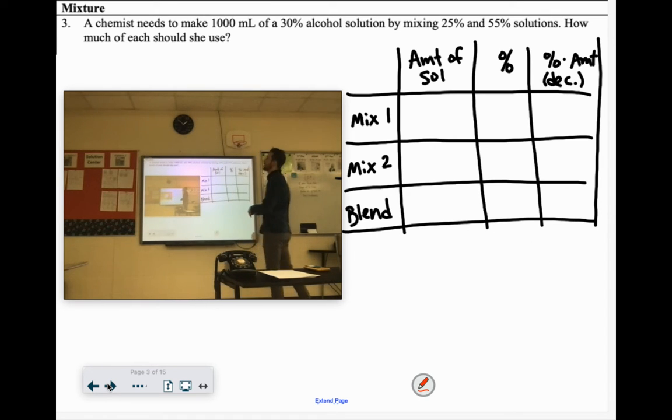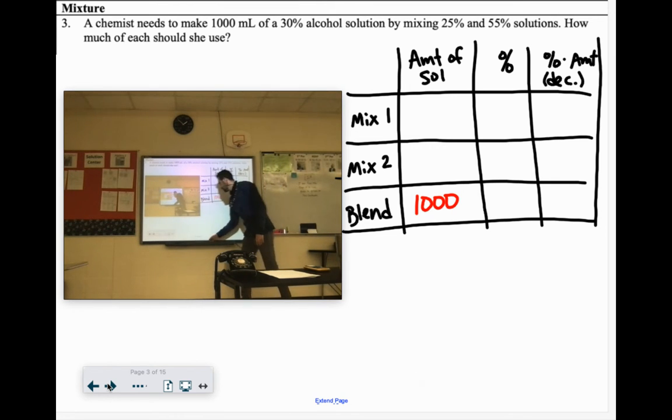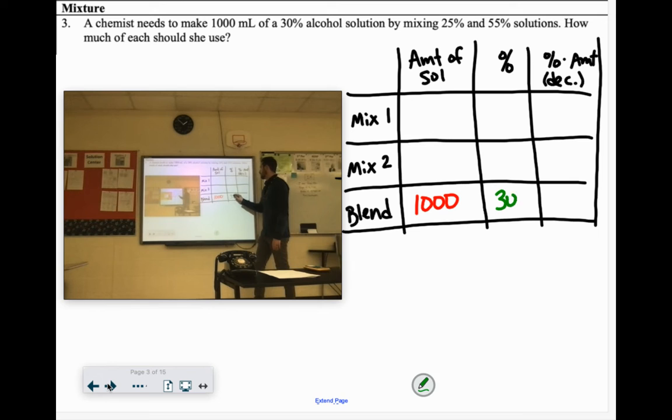All right, it says that the chemist wants to have 1,000 milliliters altogether. So the blend is going to have 1,000 milliliters. They want it to be a 30% solution. Now, if we were to do the percentage times the amount, but in decimal form, 30% as a decimal is 0.3. We're going to multiply that by the 1,000. Cool, we'll come back to that.